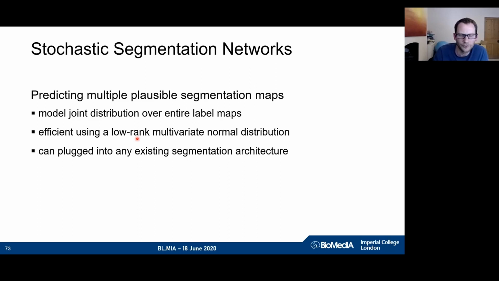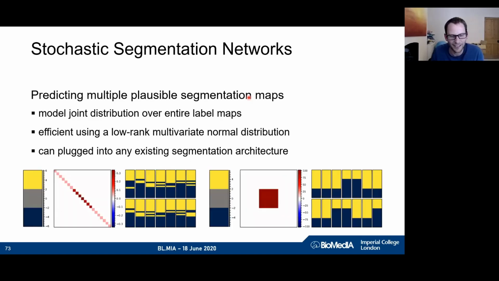But interestingly, that works reasonably well and gives you multiple plausible segmentation maps with a single forward pass. You run your image only once through the CNN, and then you have your multivariate Gaussian from which you can sample, and you can generate as many segmentation maps as you want very cheaply afterwards. So that's the gist of the method.